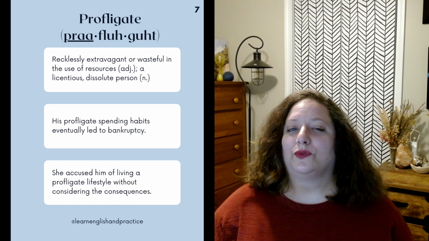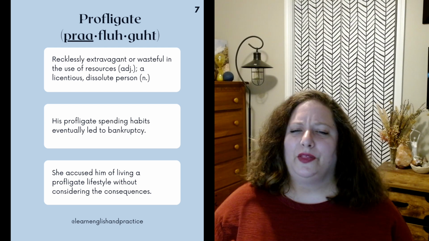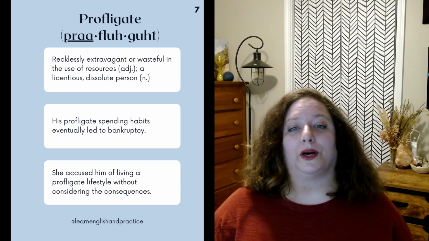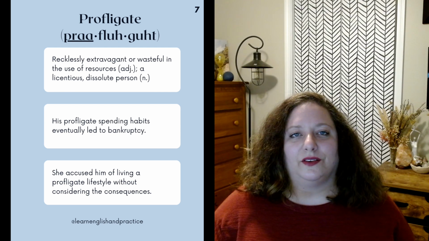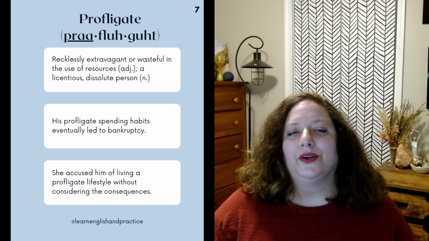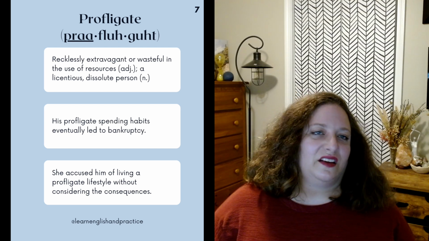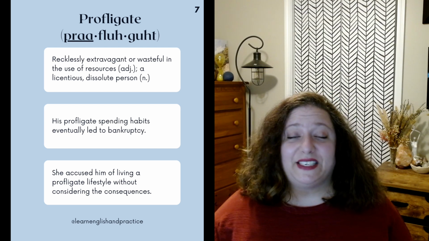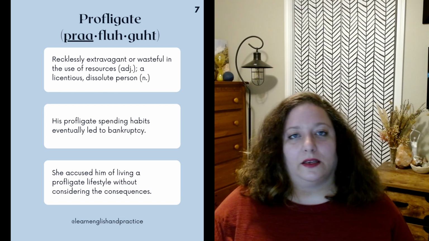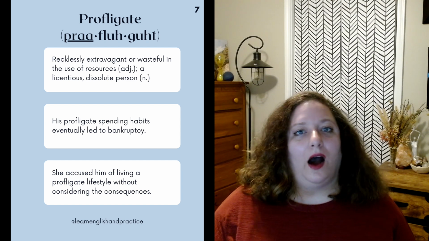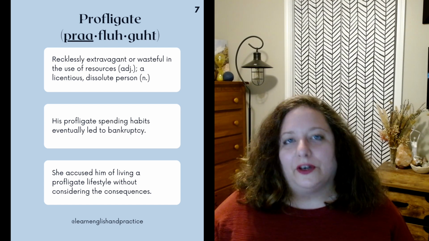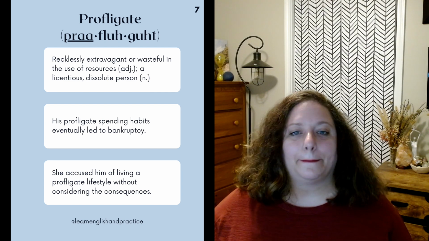Profligate. This means recklessly extravagant or wasteful in the use of resources as an adjective. A licentious or dissolute person as a noun. So there's definitely a negative connotation with this word. And someone who's profligate is excessive. So someone who's addicted to gambling might be described using this word profligate because they're spending all their money on their gambling addiction and they're recklessly extravagant or wasteful in the use of their money.